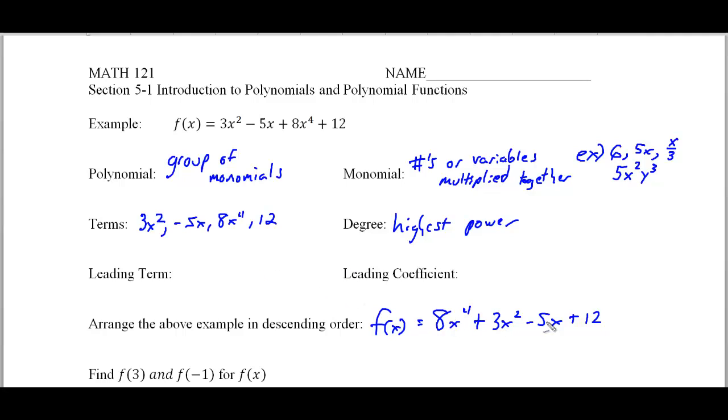So we arrange these in order of powers from greatest to least, and the leading term will then be 8x to the 4th once this is put in order, and the leading coefficient is 8. The coefficient is the number in front of the variable and not the variable itself.